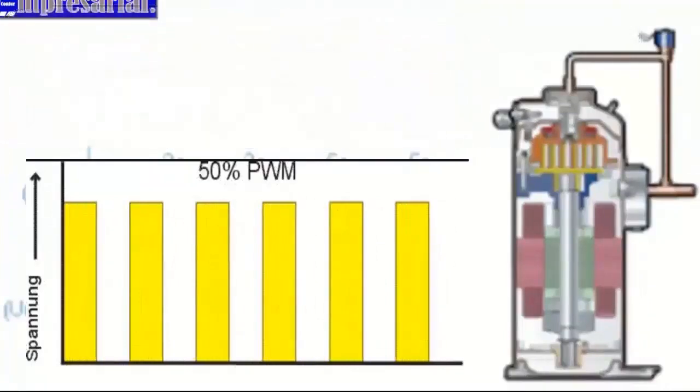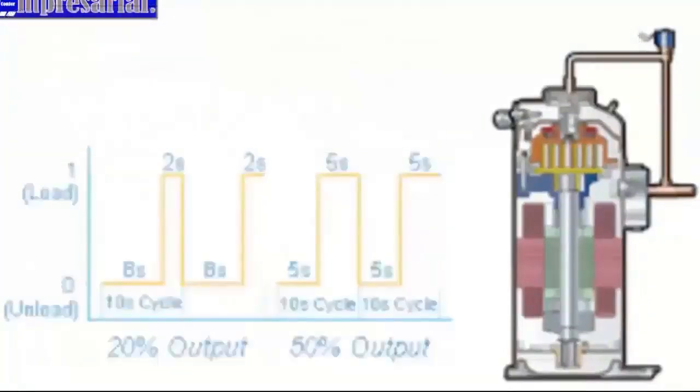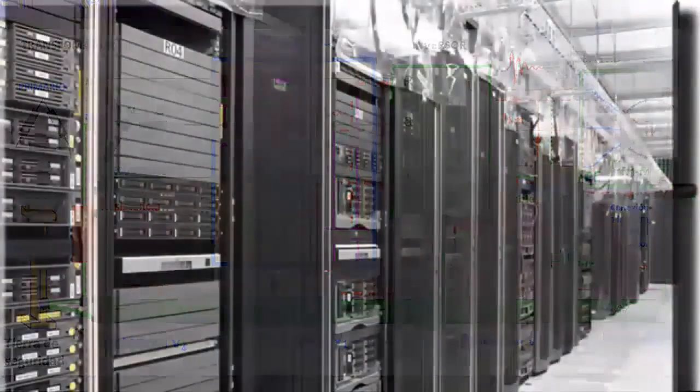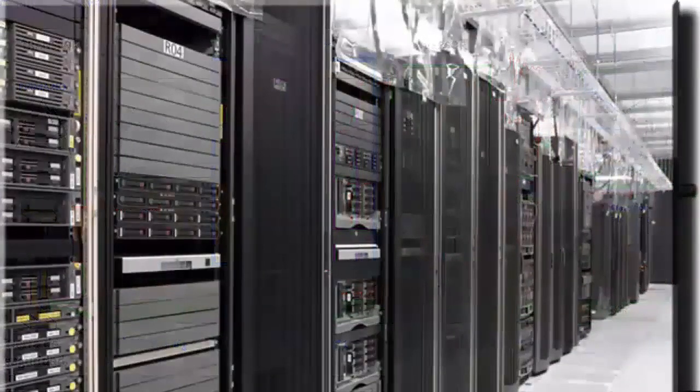9. In the systems with digital scroll compressor, there is no generation of electromagnetic interference as in the case of inverters. This makes this technology ideal for critical applications, such as computer centers, telecommunication centers and hospitals.